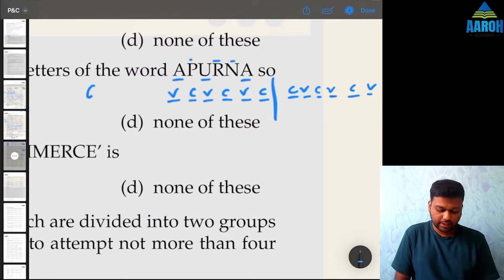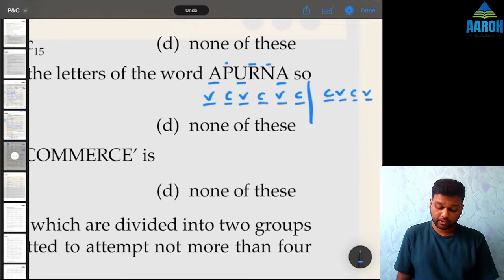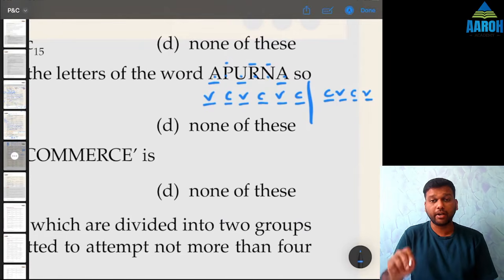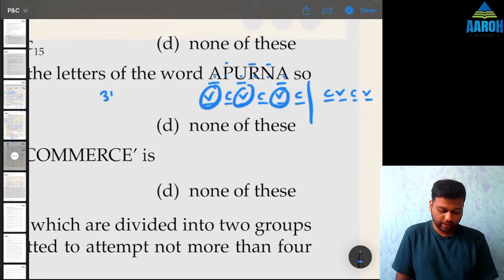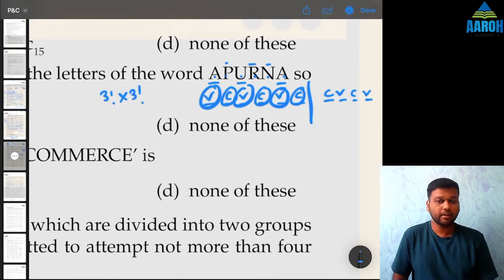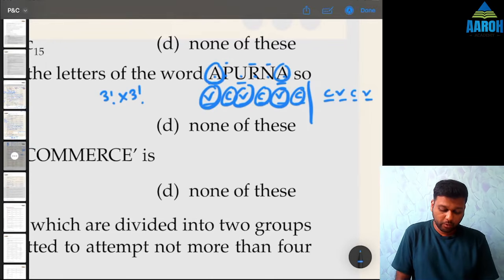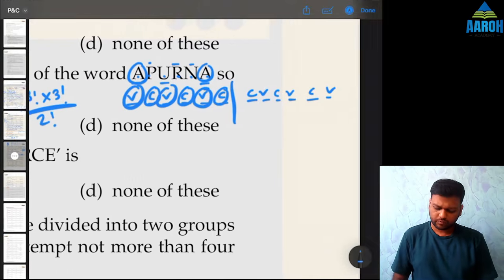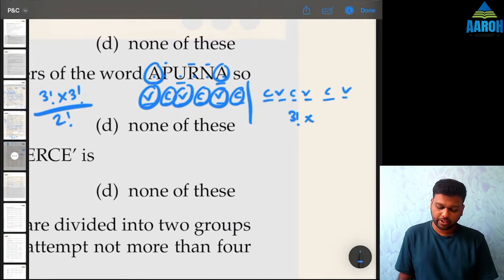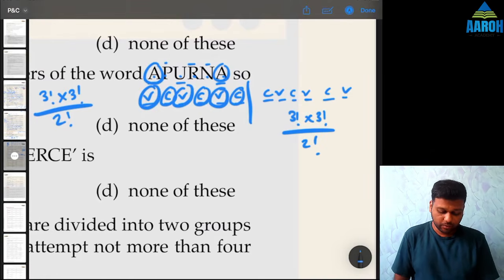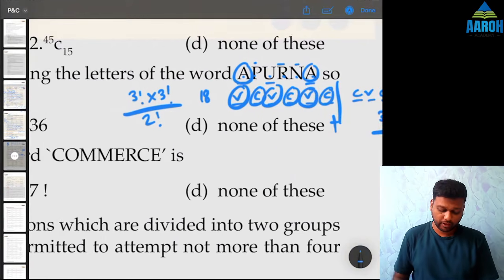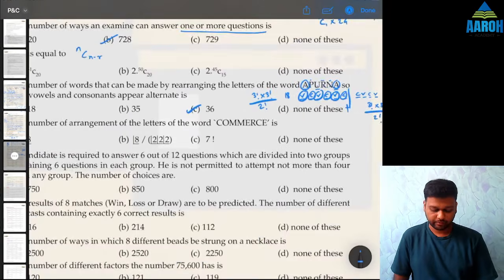For the first case there will be, how many letters are there? 1 2 3 4 5 6. Okay, but for vowels there are three places and three letters, so 3 factorial. And for consonants there are three places and three letters, so 3 factorial. But A is repeated 2 times, so divided by 2 factorial. Here also it is going to be the same calculation: 3 factorial, 3 factorial by 2 factorial. That is 6 into 6, 36 by 2, that is 18, plus 18. 18 plus 18 is 36. So C is the correct answer.